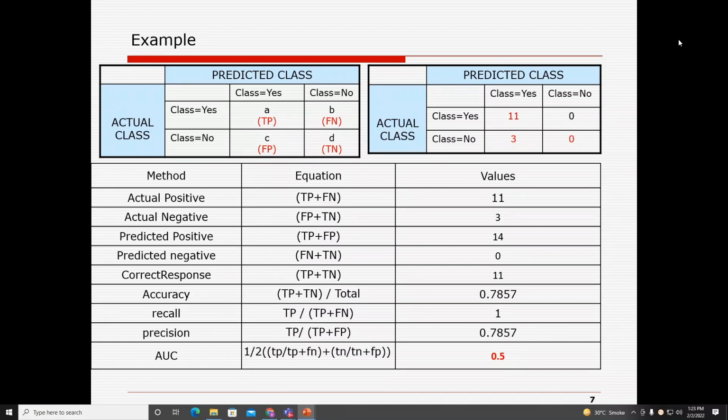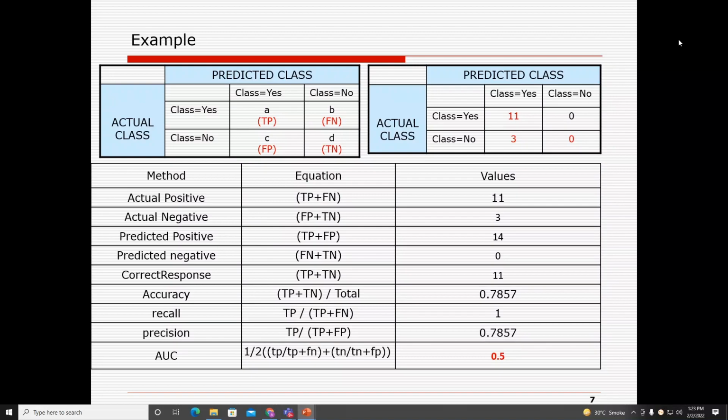Chalo, let us have one more confusion matrix, and you can see this value. Actual positive is TP plus FN, that is your first row. 11 plus 0 is 11. Actual negative is your second row, that is 3 plus 0 is 3. Then predicted positive is your first column, that is 11 plus 3. Predicted negative is 0 plus 0, means 0. Correct response is 11 plus 0, means 11. Accuracy is 11 plus 0 upon all, that is 11 plus 3, 14.